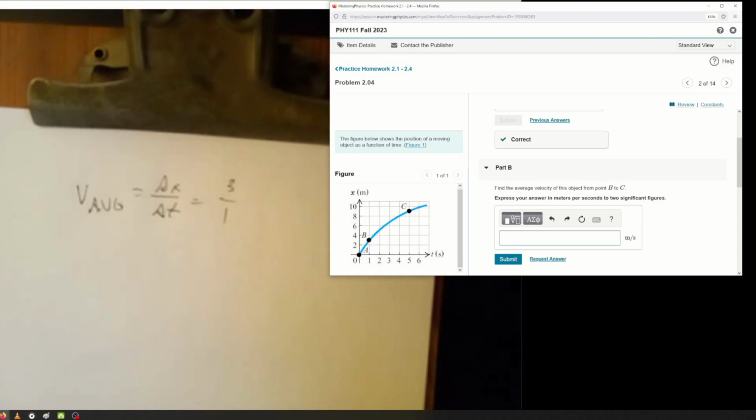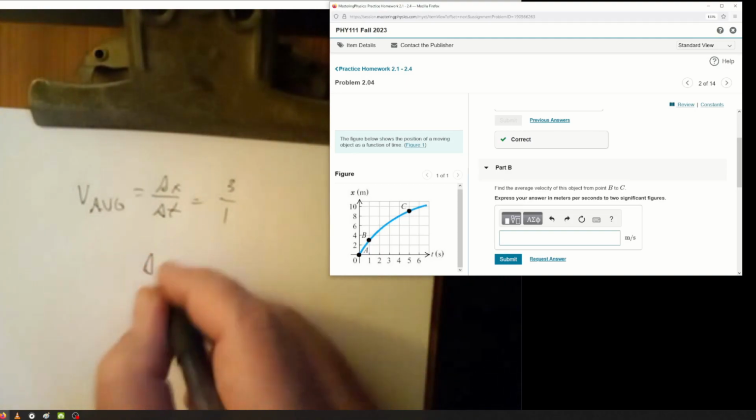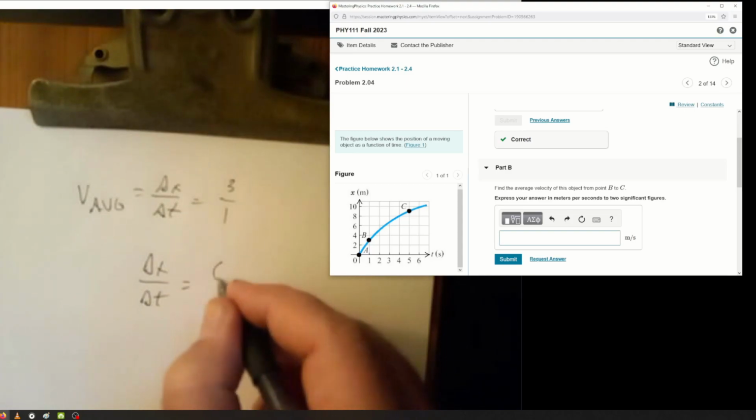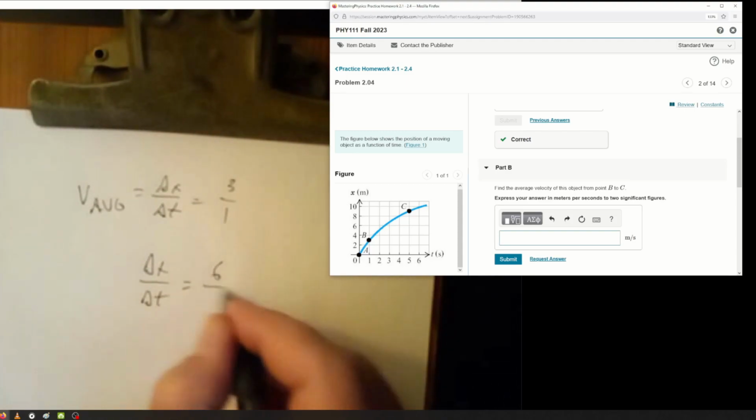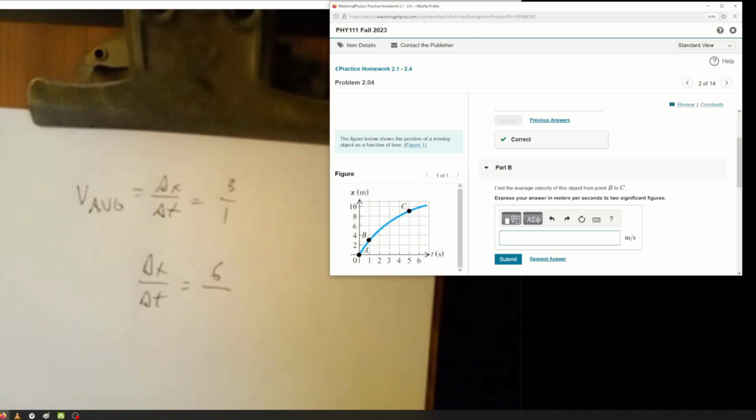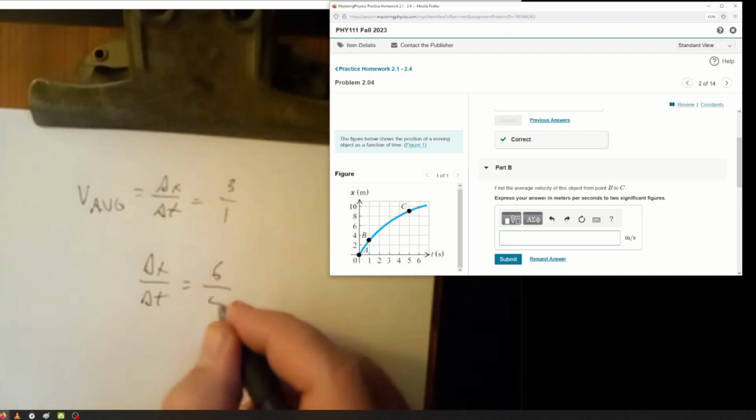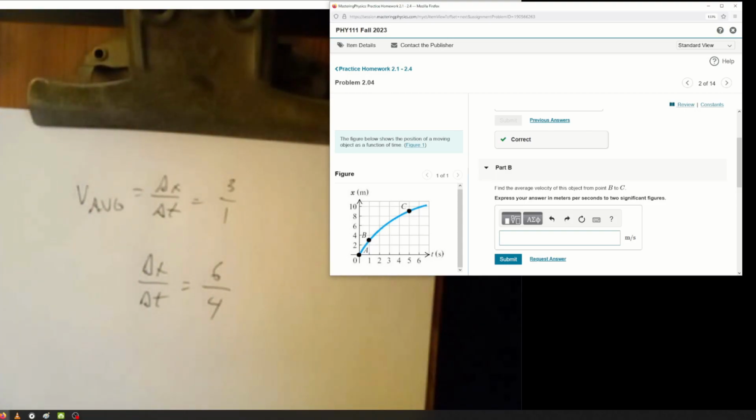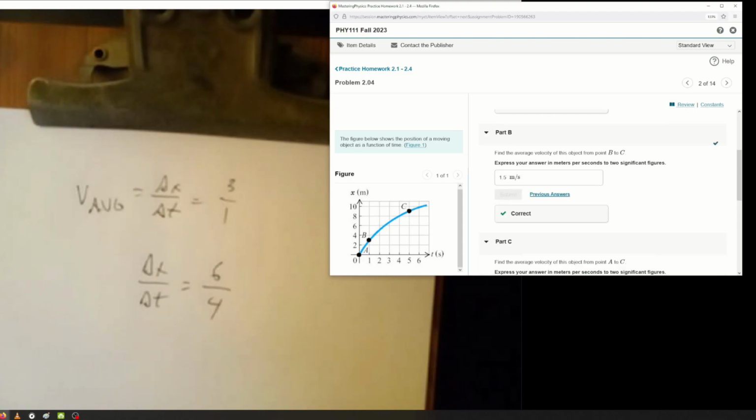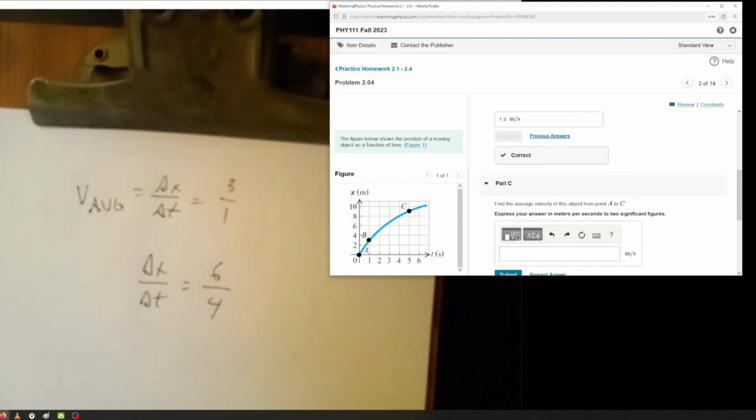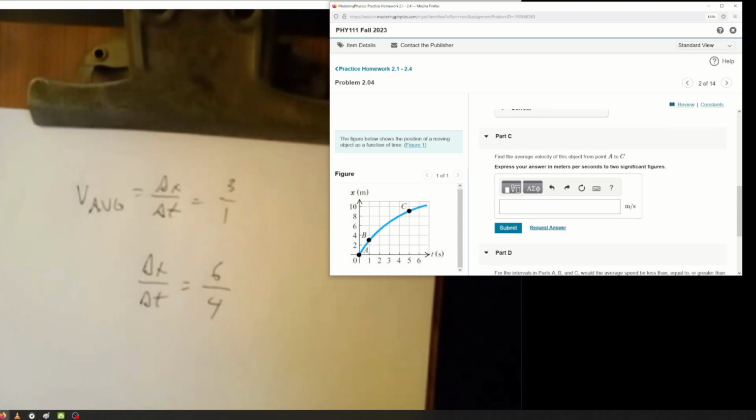And same question, but from B to C. So now C looks like it's at 9. So we're going from 3 to 9. Get us a change in 6. And then our change in time, we're going from 1 to 5. So our change in time is 4. I wonder if we can just plug that in. Will it take that? It does. And then find the average from A to C.